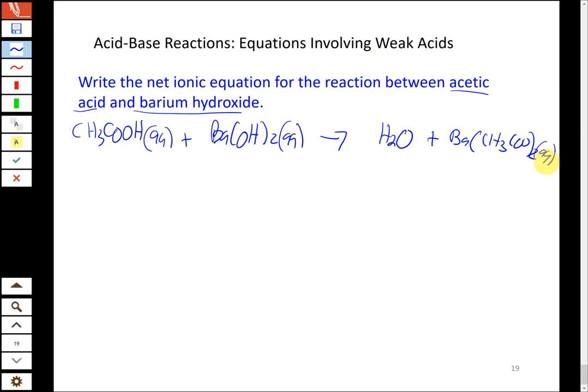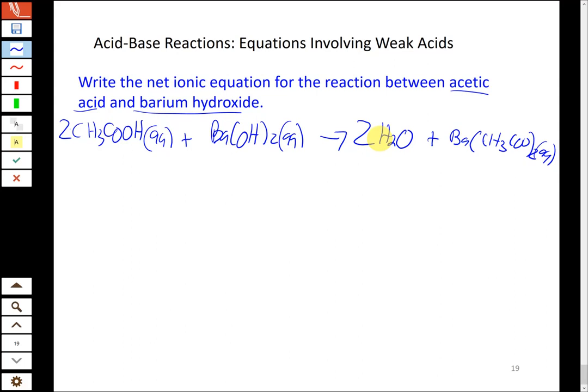So then we need some coefficients as well. So if we have 1 H plus from our acid, and acetic acid, only one of the hydrogens is actually an H plus. So it's important to remember that. Acetic acid is just a 1 proton acid. So 1 H plus and 2 OH minuses. We need a coefficient of 2 there and a coefficient of 2 there to balance the equation.